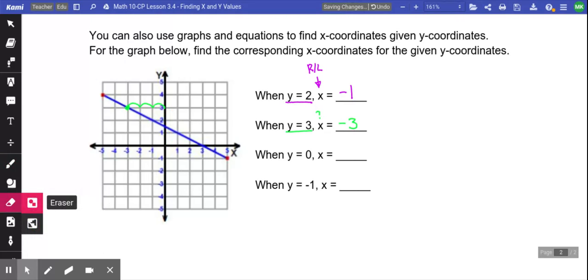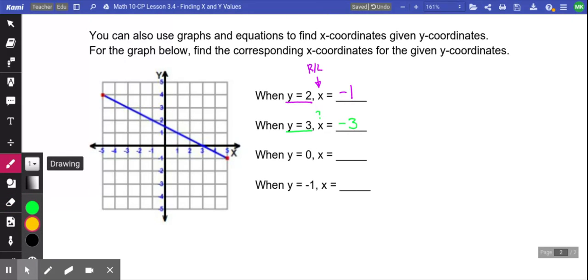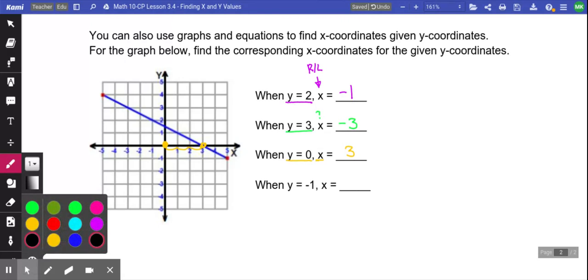This next one says, what if you don't move up or down? Y equals 0, so I don't move up or down. How much to the left or right would I have to go to hit the line? In this case, I'd have to go to the right, 1, 2, 3, and I'd have x equals 3. My last one, y equals -1, so I've gone 1 down. How much to the left or right would I have to go to hit the line? I have to go 1, 2, 3, 4, 5 to the right to hit the line. So when y equals -1, x equals 5.